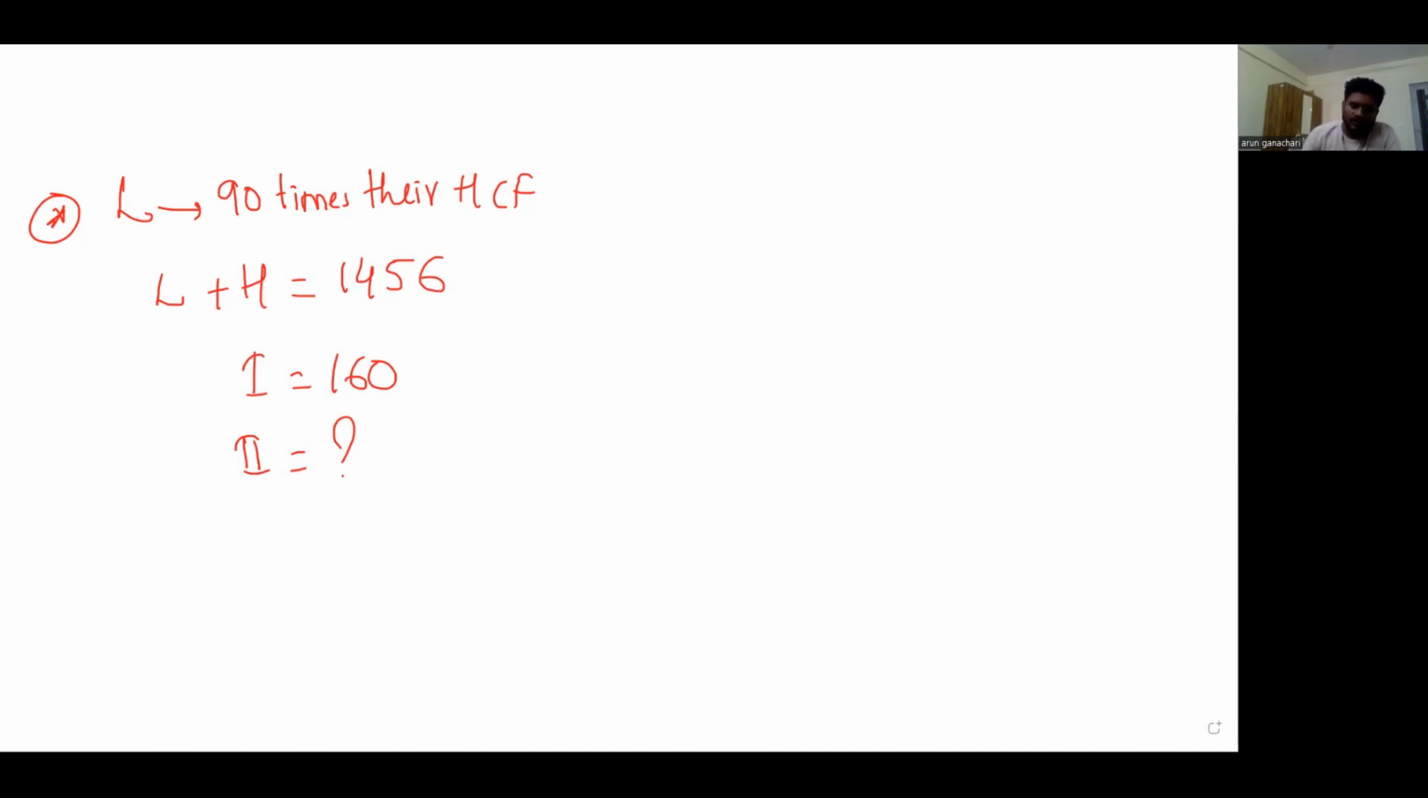I will solve this one. You can solve the next one. I'll give you very similar sums. This is one more kind of repetition we see in UPSC exams. So I'll solve this. What they have given is that LCM is 90 times their HCF. This is the relation they have given. And they are stating that LCM plus HCF is 1456. So LCM was 90 into HCF, plus HCF is equal to 1456.